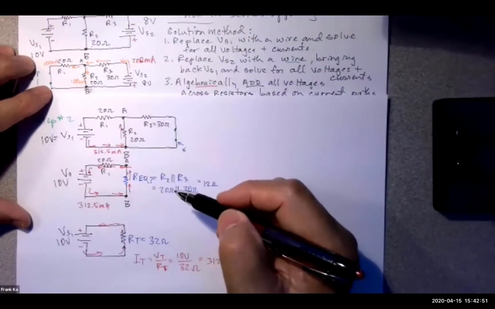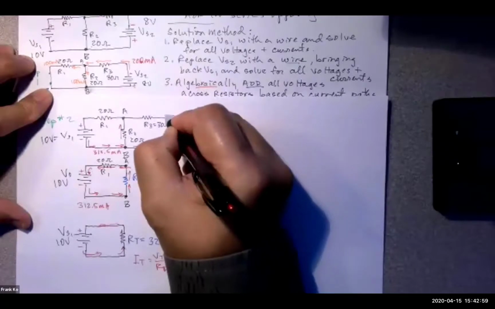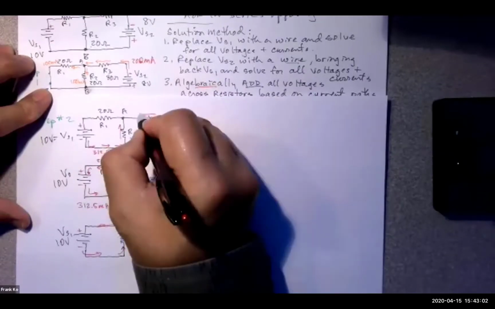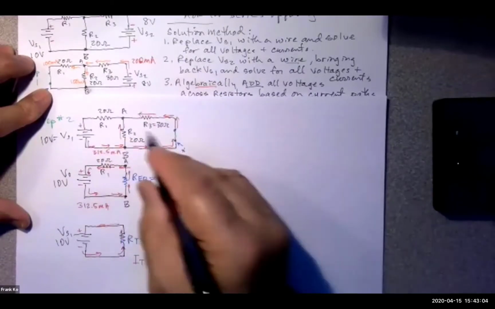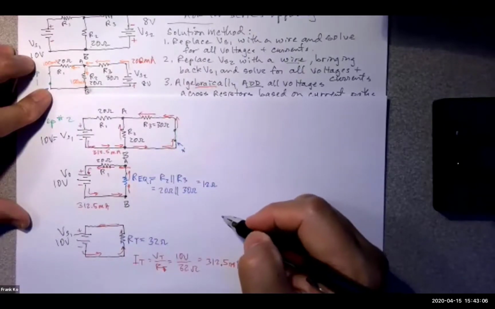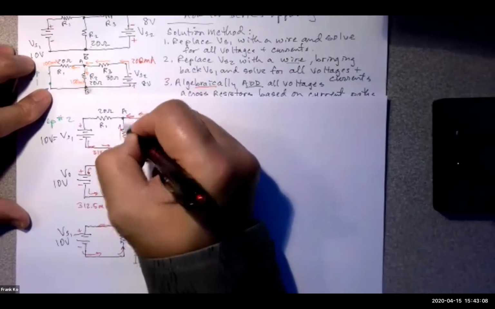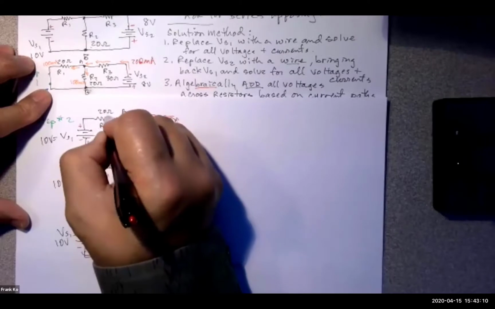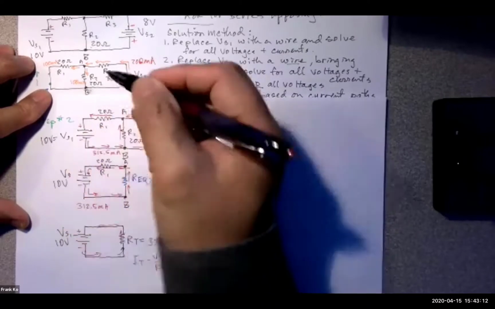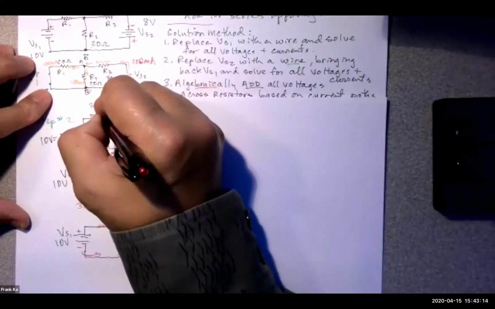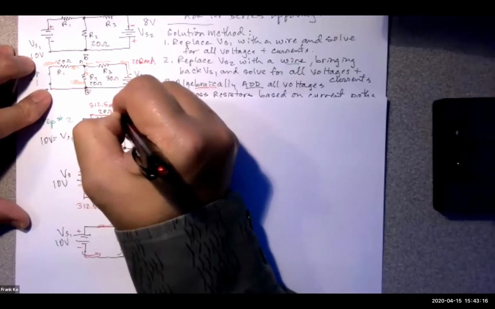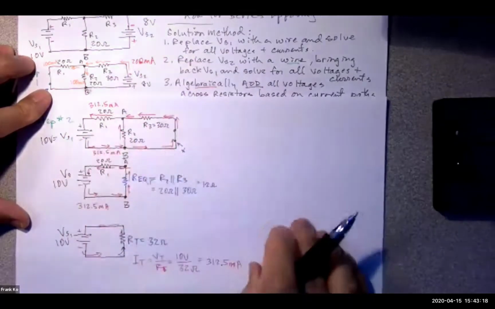Up, down, left, or right? Left. Goes here, to the right, up through here, and then through R3 is what? To the left. Then these two currents combine at node A to go through R1, and that's 312.5 milliamps going back to the source.